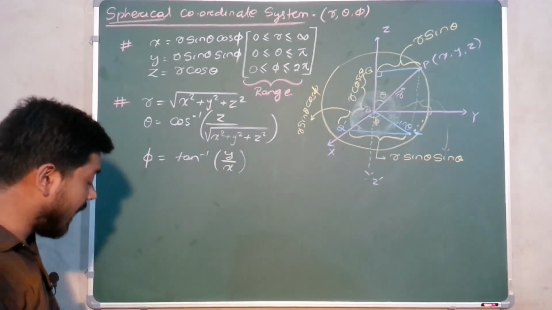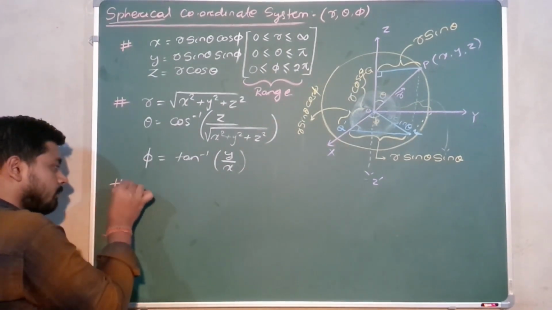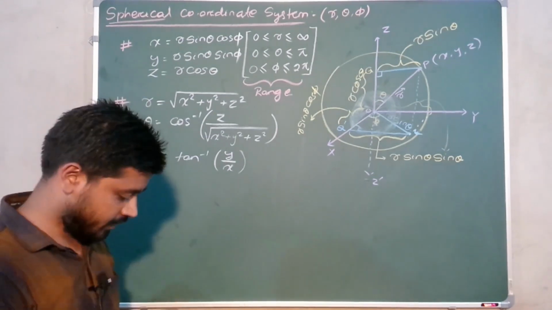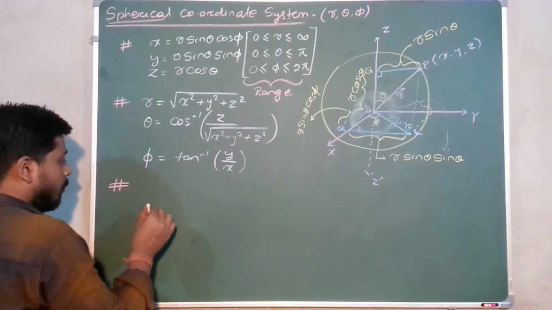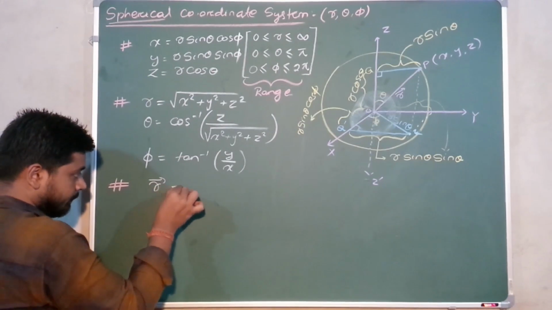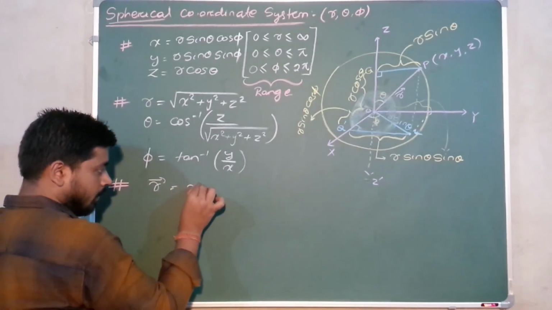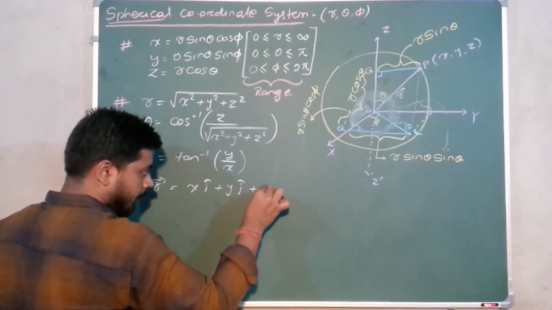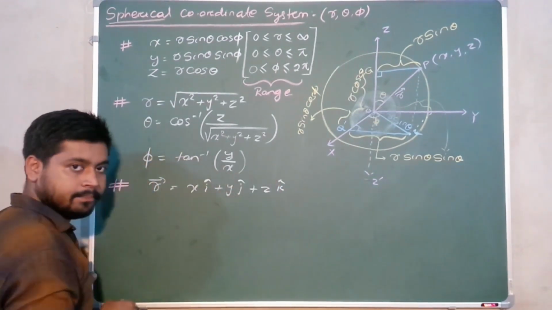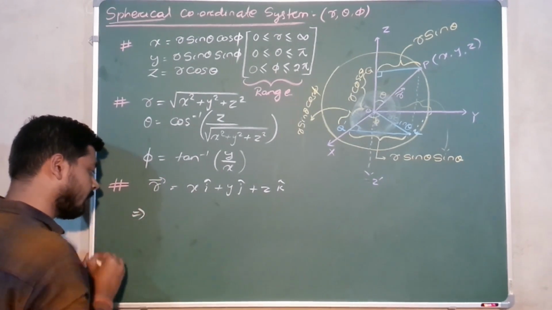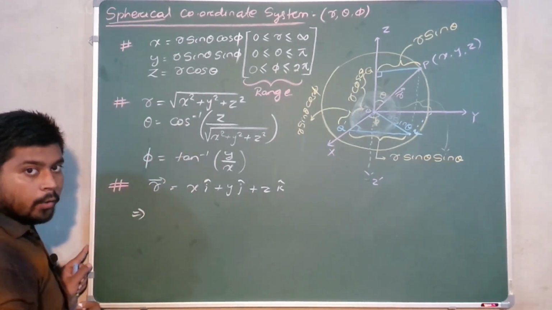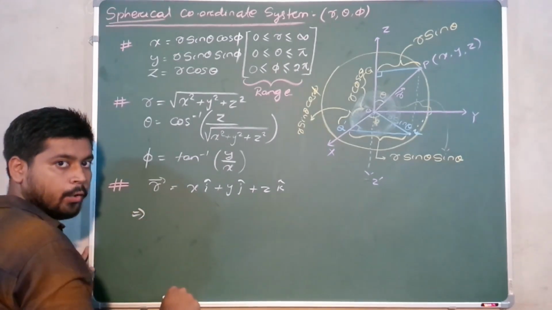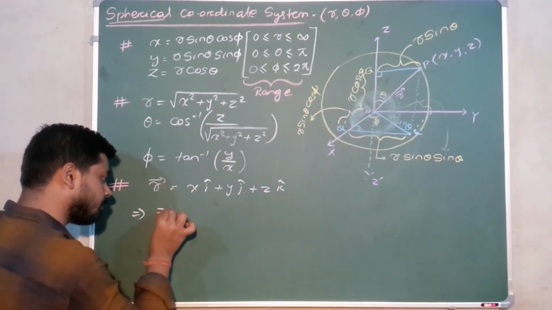Okay. Then the third one, we have to write the position vector. Just see. We all know the position vector in Cartesian coordinates is r equal to x i cap plus y j cap plus z k cap. Yes or no? But here we study the spherical coordinates. So we have to write the position vector in terms of spherical coordinates. Yes or no? Just see.